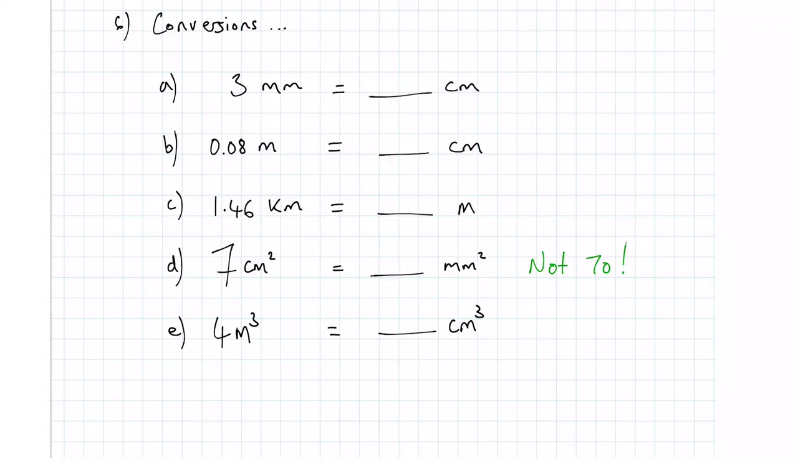I know that there are 10 millimetres in a centimetre, but it does not work like that for square centimetres. The same is true for question E. Please don't think that because there's 100 centimetres in a metre that the answer to this question is 400. It's not. Right? I'm going to make that clear. It is not 400. No. I don't want to see that answer. It's definitely not that.